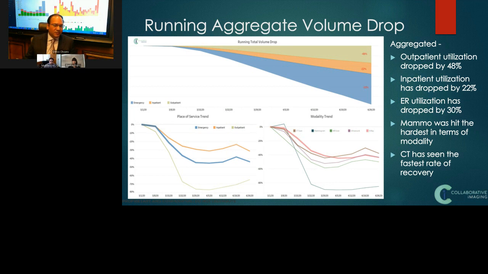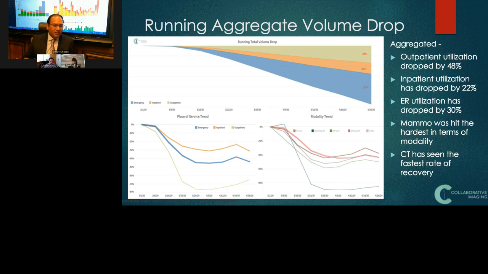You can see the outpatient dip is roughly 80%, which is what we would expect. We have started to see a little pickup in volume recently, but it's nowhere near where it needs to be. If you look at it by modality on the third chart on the bottom right, you can see mammograms are the ones that have taken the biggest hit. And these are mammogram screening studies that patients are deferring or delaying as a whole.